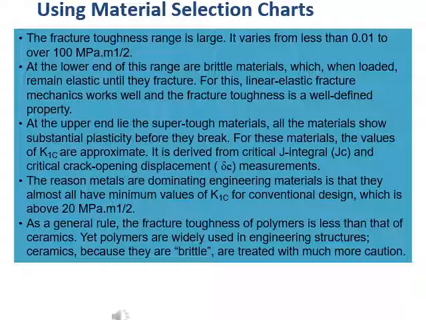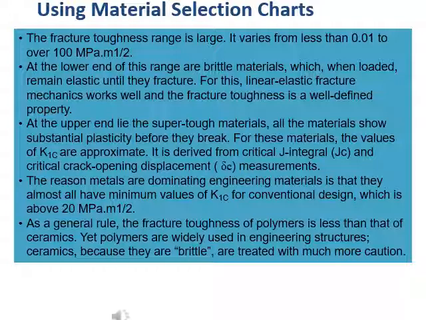At the lower end of this range are brittle materials, which, when loaded, remain elastic until they fracture. For these, linear elastic fracture mechanics works well and the fracture toughness is a well-defined property. At the upper end lie the super-tough materials. All these materials show substantial plasticity before they break. For these materials, the values of K1C are approximate. They are derived from critical J integral, JC, and critical crack opening displacement, delta C, measurements.